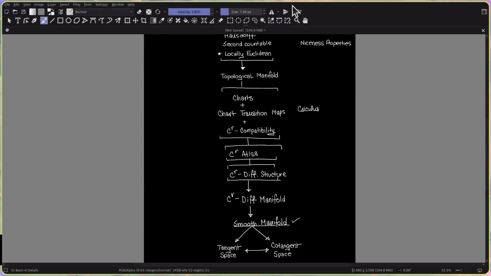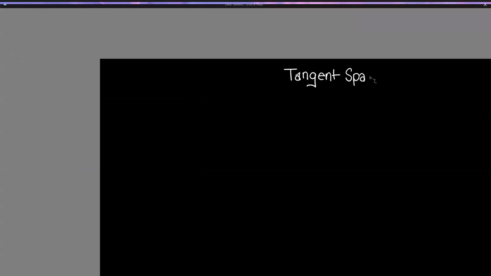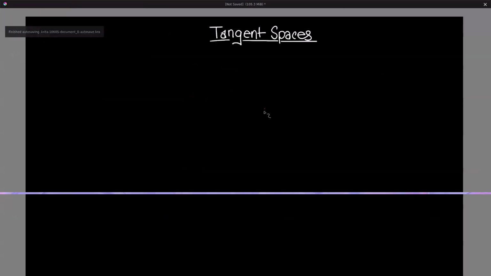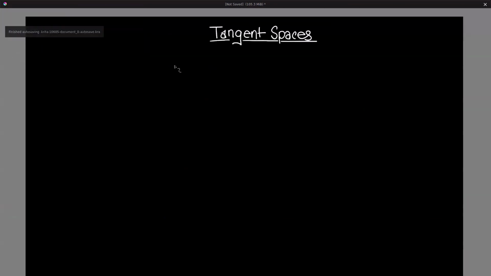Okay. So let's go to the next page and let's start on defining tangent spaces. So what is a tangent space? First of all, let's try to understand where the idea of tangent spaces is coming from.